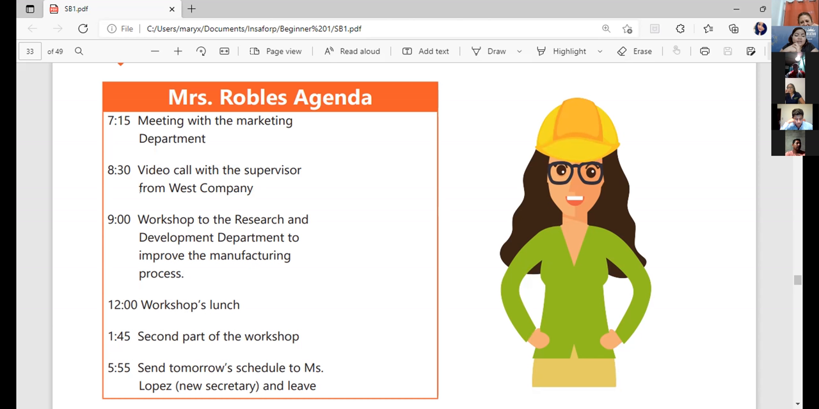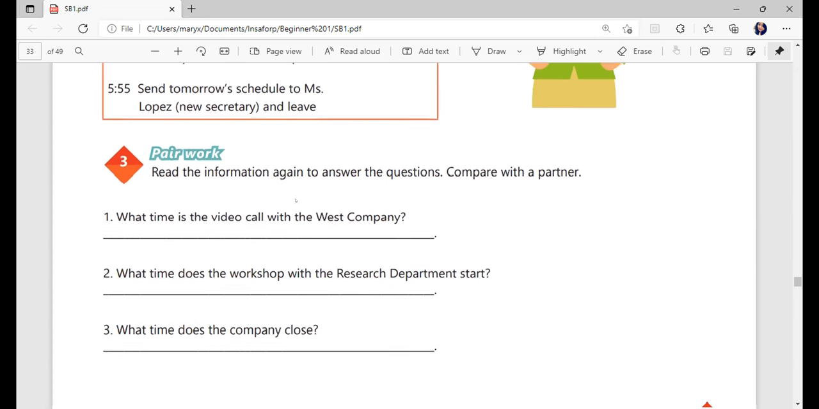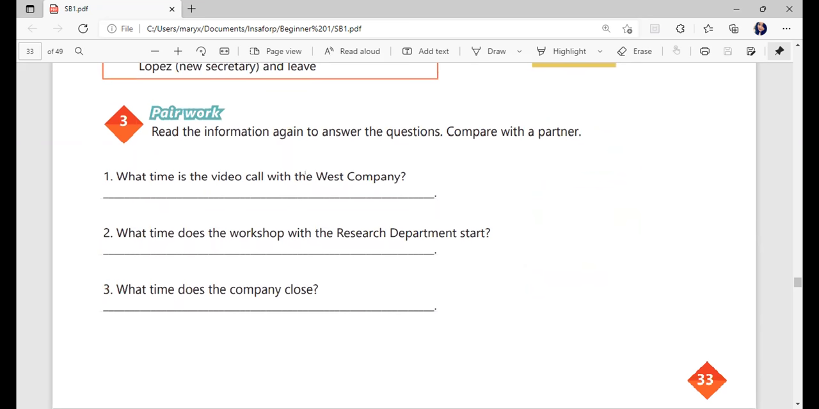Thank you, Irma. Caroline, 5:55. 5:55 send tomorrow schedule to Miss Lopez, new secretary, and leave. Okay, very good. This is an agenda, okay? Of course, it's not complete. We have a lot of things that are missing. Faltan muchas cosas, ¿verdad? Pero lo más principal. So we have this agenda, and based on this, we're going to answer these three questions, right?